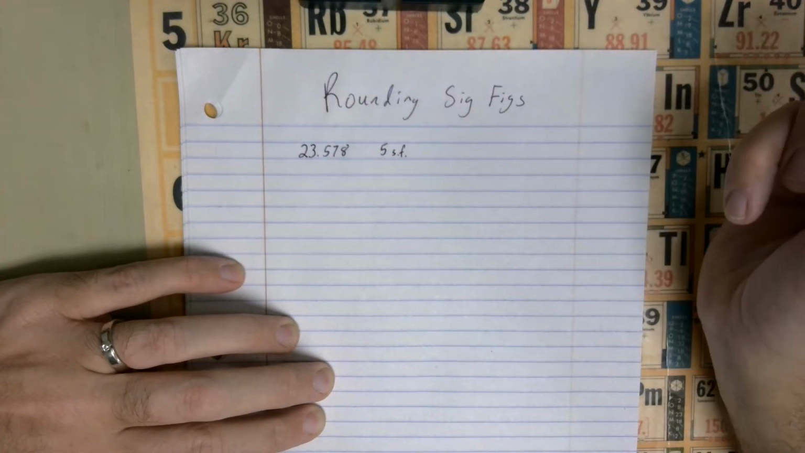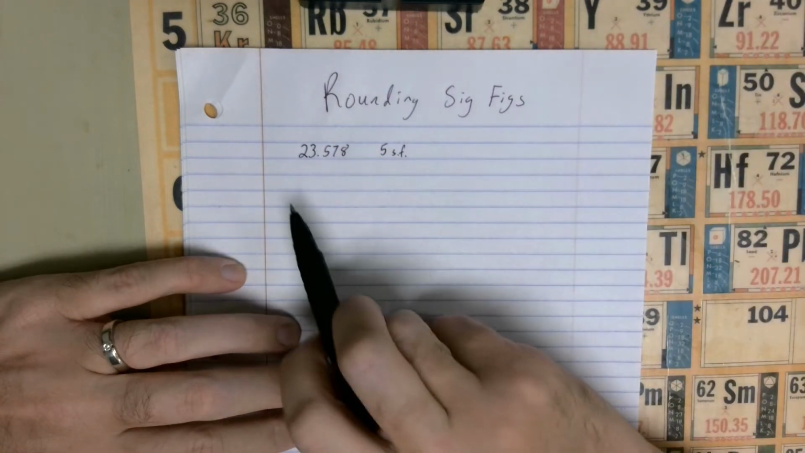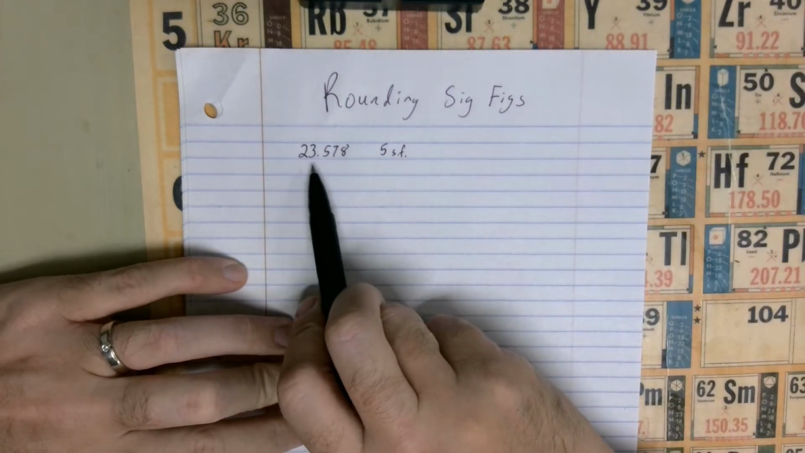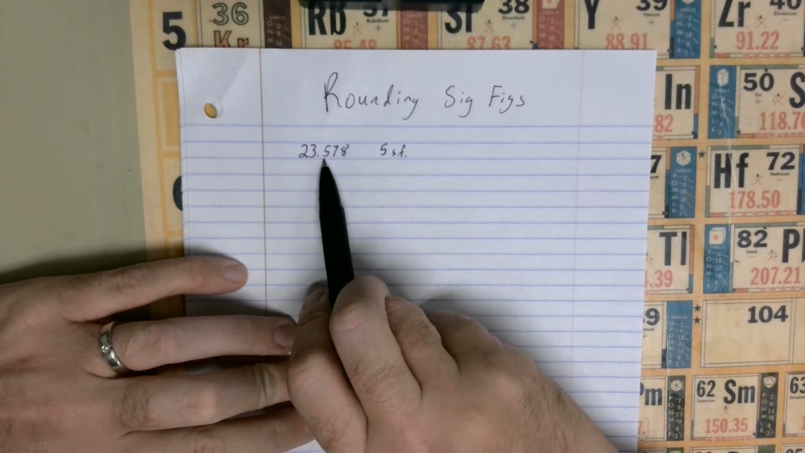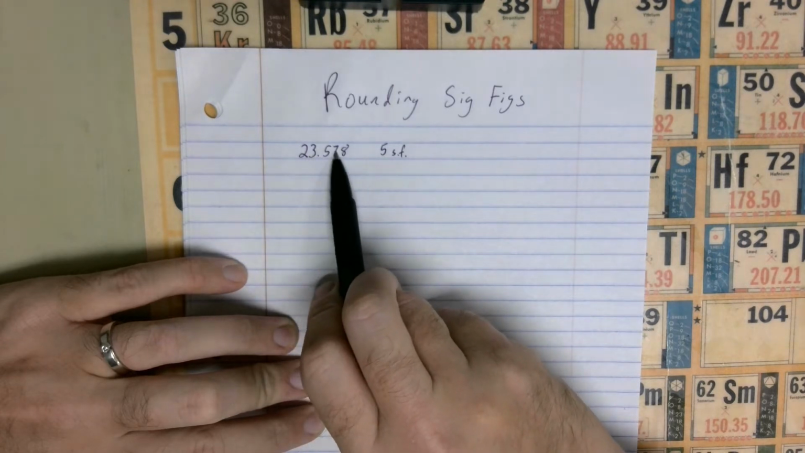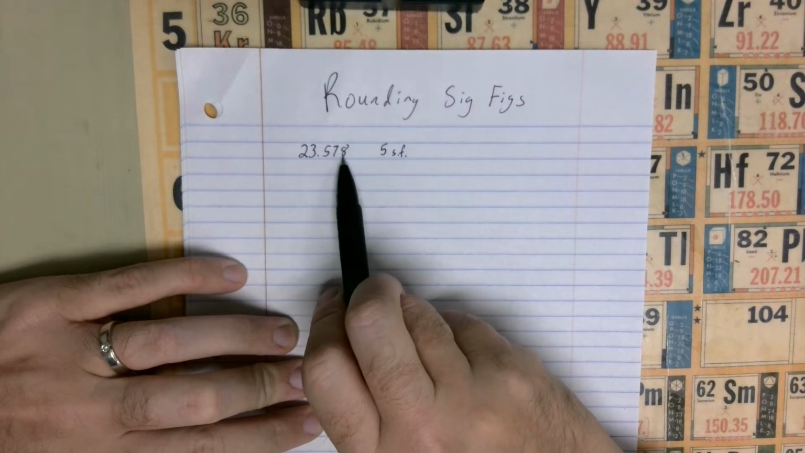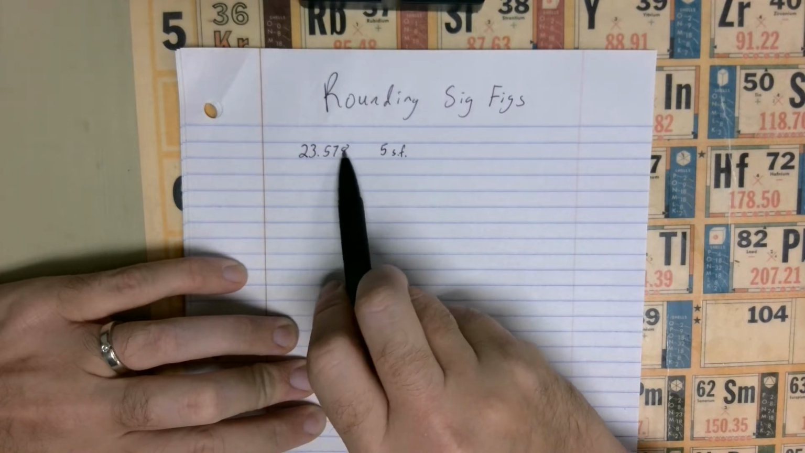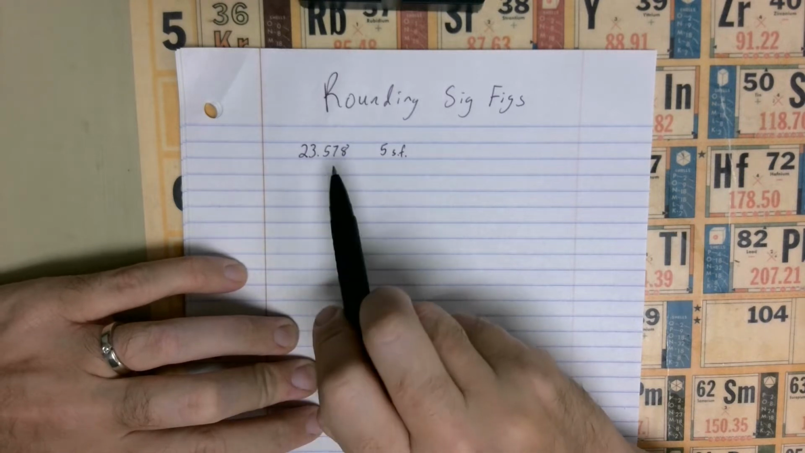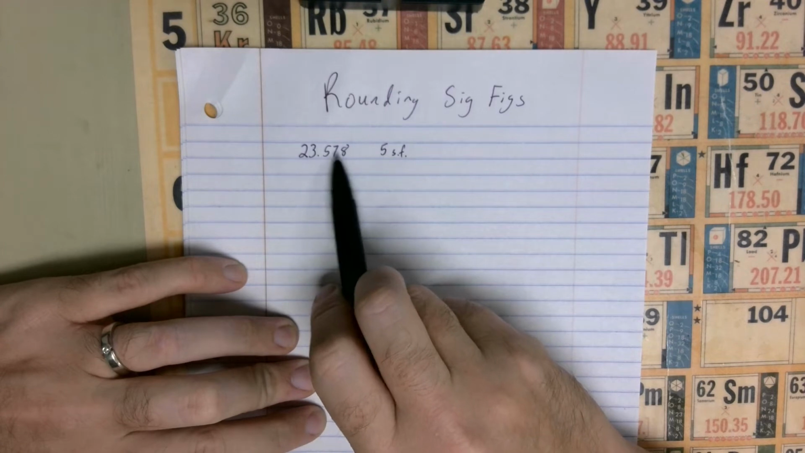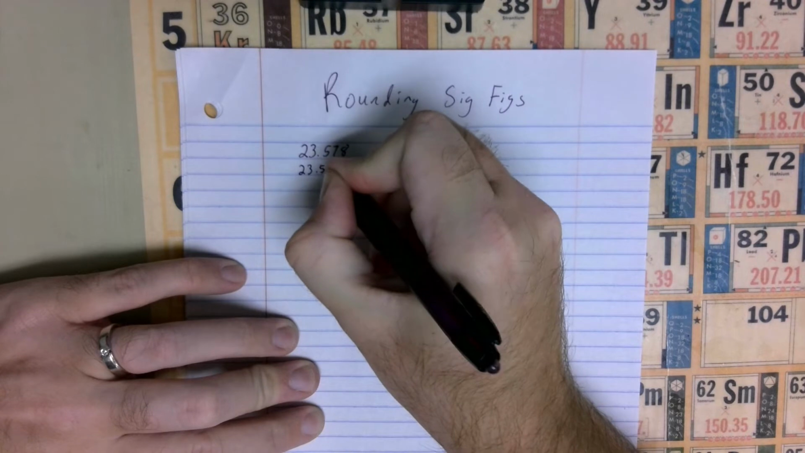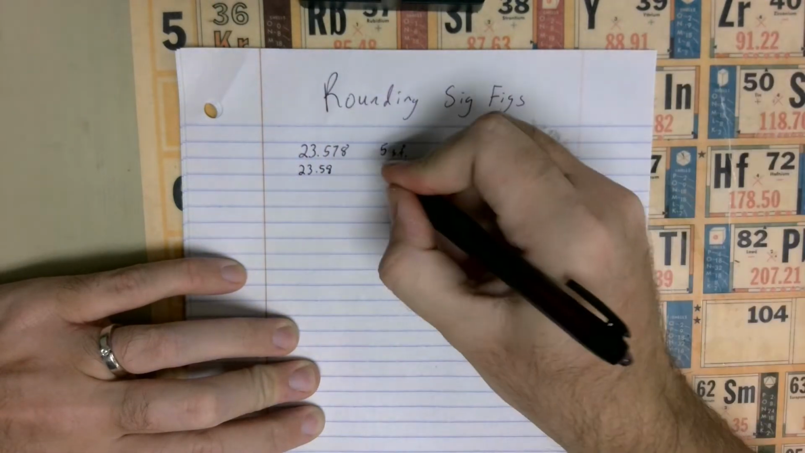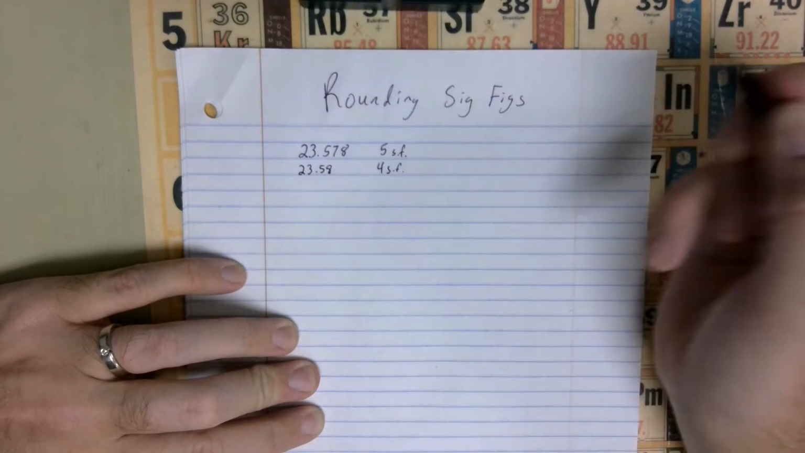If I wanted to round it to 4 sig figs, I would count the sig figs. The 2 is my first sig fig. So 1, 2, 3, 4. So the 7 is my 4th sig fig, right? So I would look at the number after that, the 8, and does the 8 round it up or down? Rounds it up, so it rounds the 7 up. So I would round it to 23.58, and that would now have 4 sig figs.